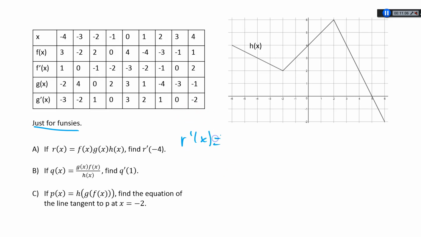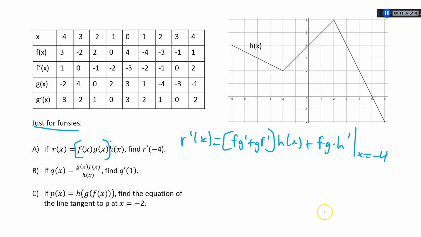So R prime of x, what I'm going to do is think about f and g as a single function. So that's a single function multiplied by h. You can do it any order. You could do f times h as a single function, g times h, doesn't matter. But what I'm going to do now is basically foggy gothy, but I'm going to consider this as one function. So if I do the derivative of that, that's fg prime plus gf prime times h of x left alone, plus, now I leave the fg part alone, so fg times h prime. I'm going to evaluate that at x equals -4.